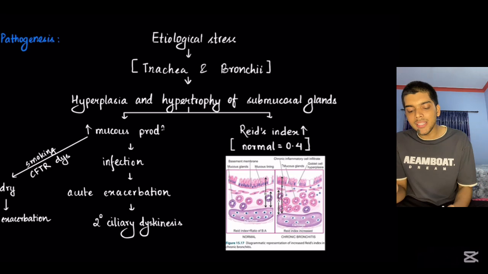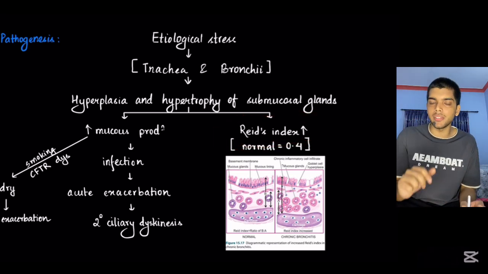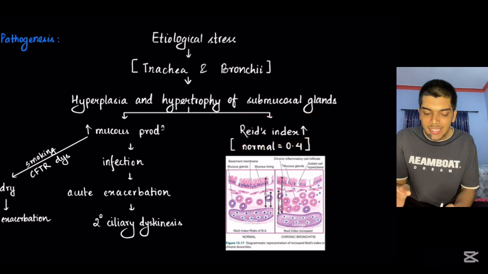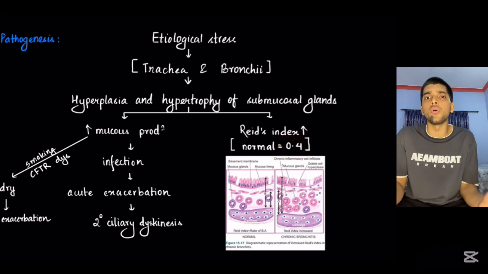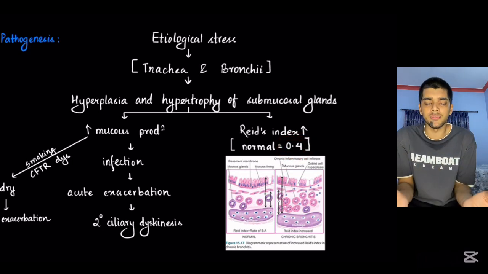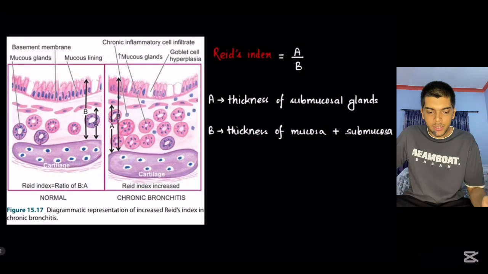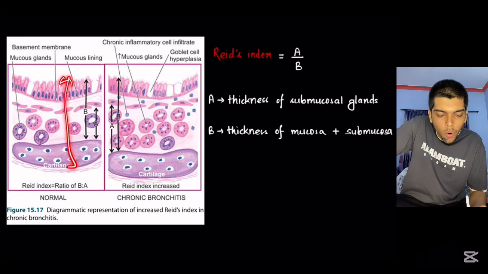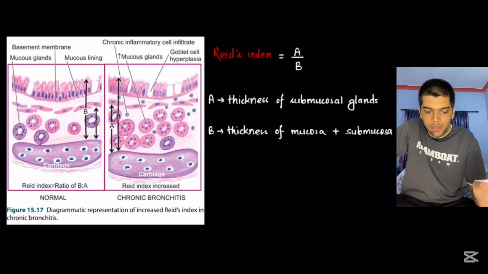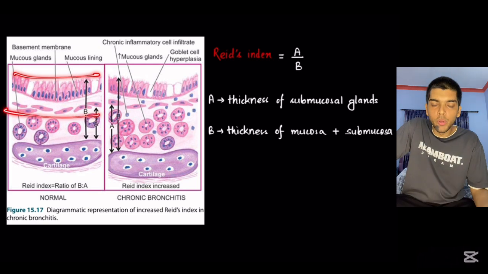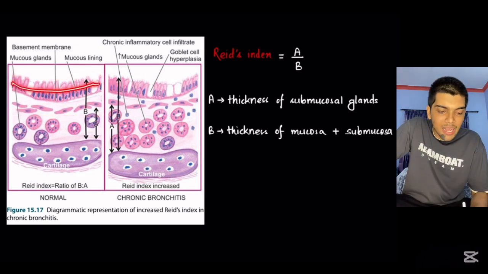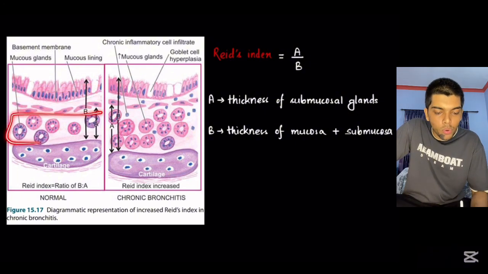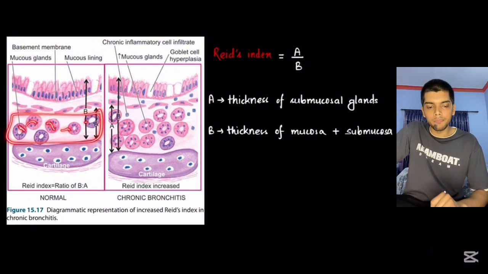Second thing that happens is there is increase in Reed's index. The normal Reed's index is 0.4. This brings the question, what is Reed's index? So this is Reed's index. See, this is the wall of your bronchus. So there is mucosa. The mucosa contains the epithelial mucosa, lamina propria, muscular layer, and submucosa with the submucosal gland.